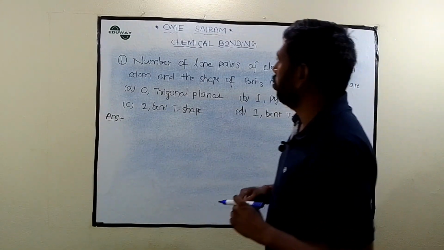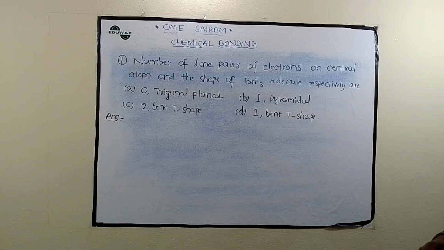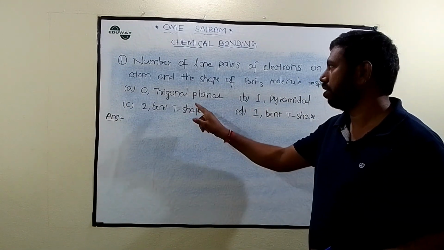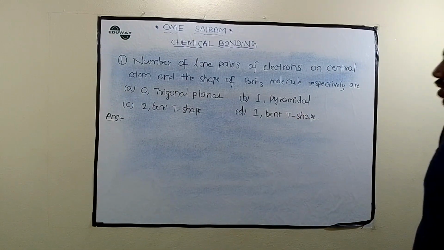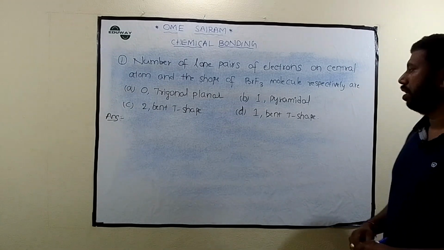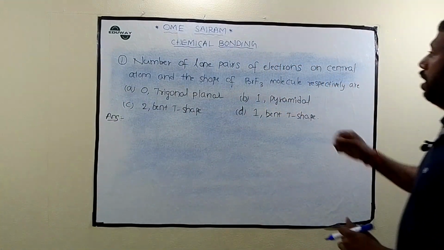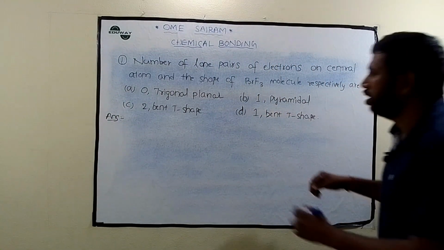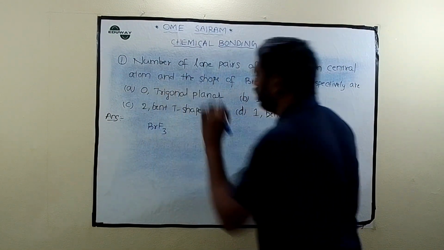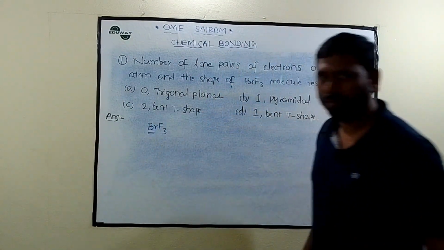The first question from chemical bonding is: the number of lone pairs of electrons on the central atom and the shape of the BrF3 molecule, respectively. The options are trigonal planar, pyramidal, 2 and bent T shape, 1 and bent T shape. So now we have to find out the lone pairs on the central atom. The molecule given is BrF3. What is the central atom here? Bromine is the central atom.